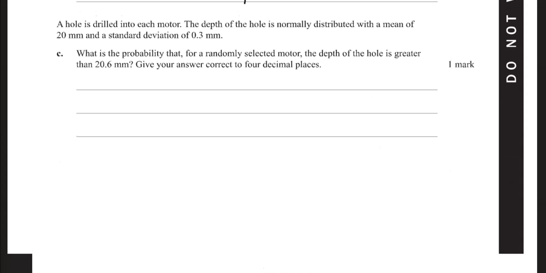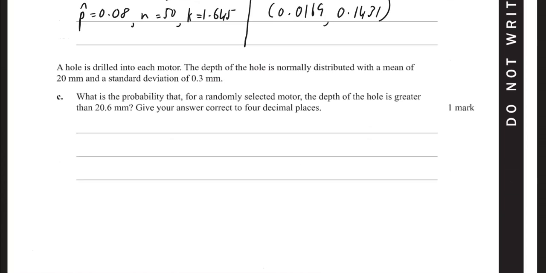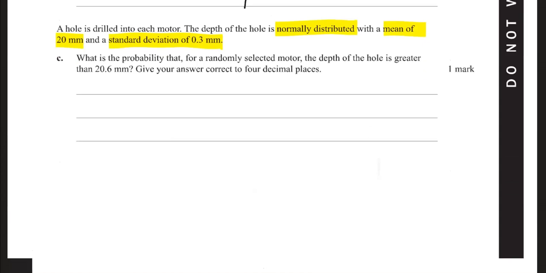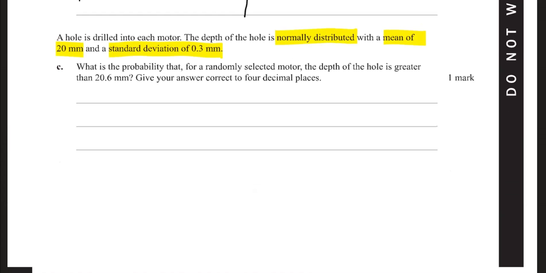In this question, the depth of the hole is normally distributed, and we're given the mean is 20 millimeters and standard deviation is 0.3 millimeters. And now they want us to find the probability that the hole is greater than 20.6 millimeters. That's essentially the CAS question. Just evaluate that and you get 0.0228.